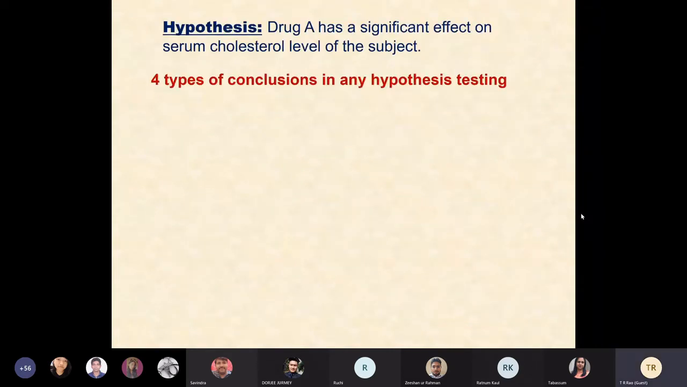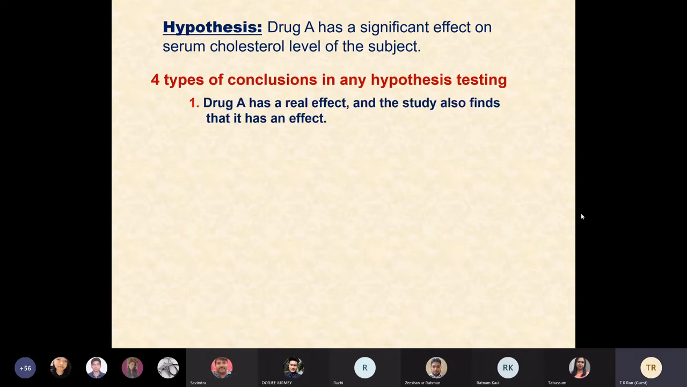Okay, we have tested this: Drug A has a significant effect on serum cholesterol levels. There are 4 possible conclusions you can reach after this testing. Follow all these 4. First, the drug has a real effect. That means the population effect is true, and we also found the same thing in our sample.